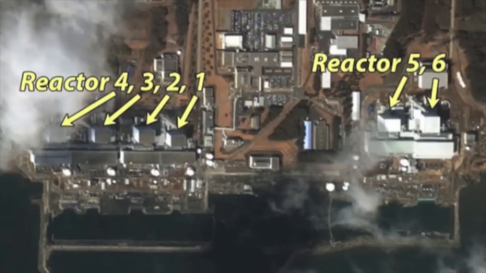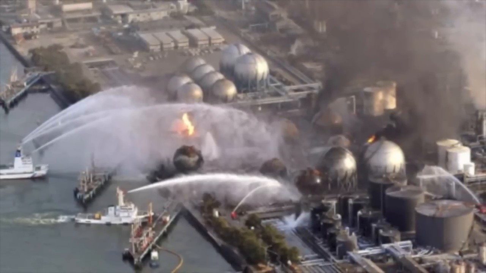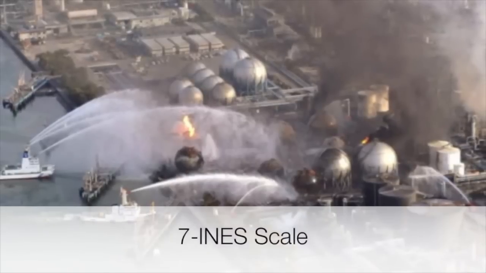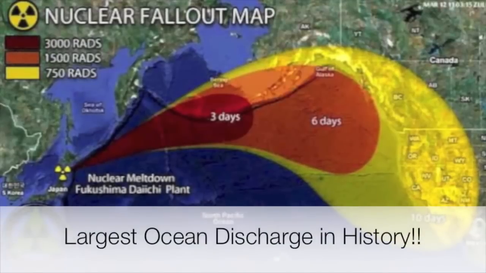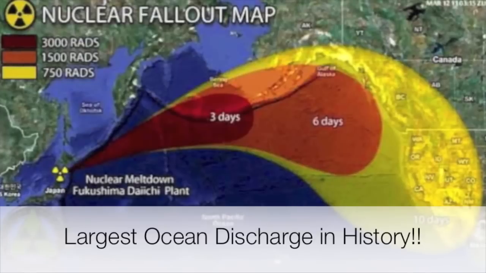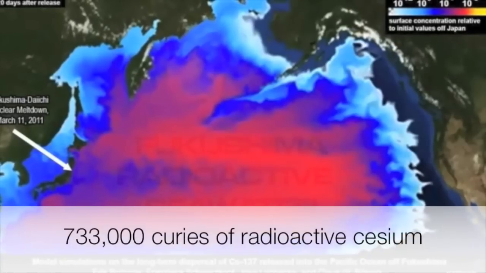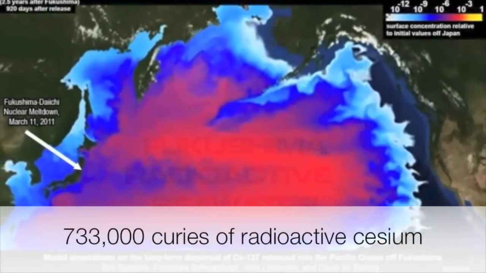All 3 cores largely melted in the first 3 days. The large nuclear accident was rated 7 on the INES scale due to the release of a substantial amount of radioactive material. The Fukushima disaster produced the largest discharge of radioactive material into the ocean in history. 15 months after, 733,000 curies of radioactive cesium were pumped into the ocean.